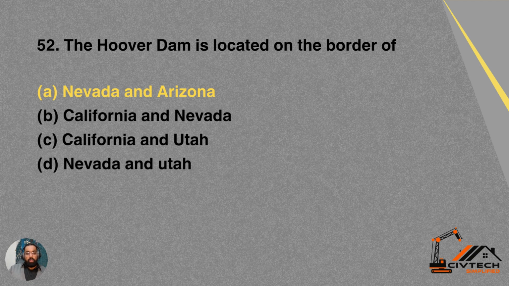Question 52. The Hoover Dam is located on the border of. The Hoover Dam is located in USA, and the question is regarding the border of the states. Option A is Nevada and Arizona. Option B, California and Nevada. Option C, California and Utah. And option D, Nevada and Utah. So the Hoover Dam is located at the borders of Nevada and Arizona. A is the correct answer for this question.